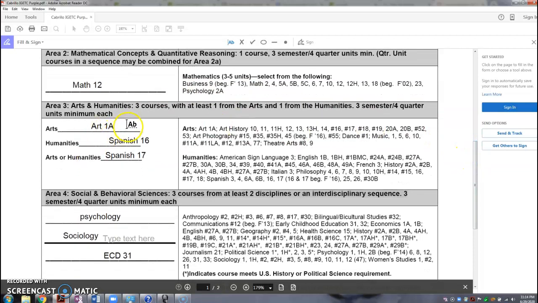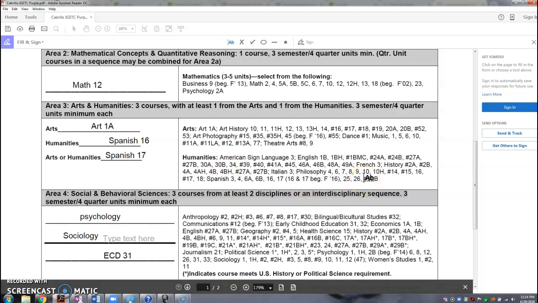Now, for the arts and humanities, you've got to do 1 from arts and 1 from humanities, and then another class from here. So what I did, I'm not an art major. So there's a lot of art classes. If you're not too sure what they are, obviously I don't know what they are because they're just numbers. And then I'm gonna show you in a second how to look for them. So there's the art 1A. There's a lot of art classes. You could do dance, music, and then Spanish.